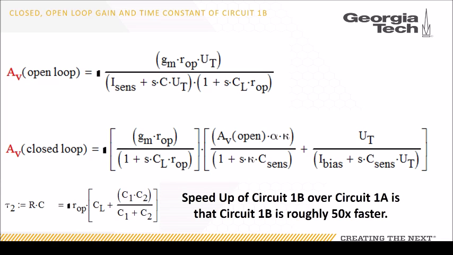For the time constant of the second circuit, we get the output resistance times the output capacitance, which is shown as the output from the PMOS stage being multiplied by the load capacitance with the addition of the parallel combination of C1 and C2. And the calculated result for the speed up of circuit 1B over 1A, the feedback over the non-feedback, is that the second one was roughly 50 times faster.